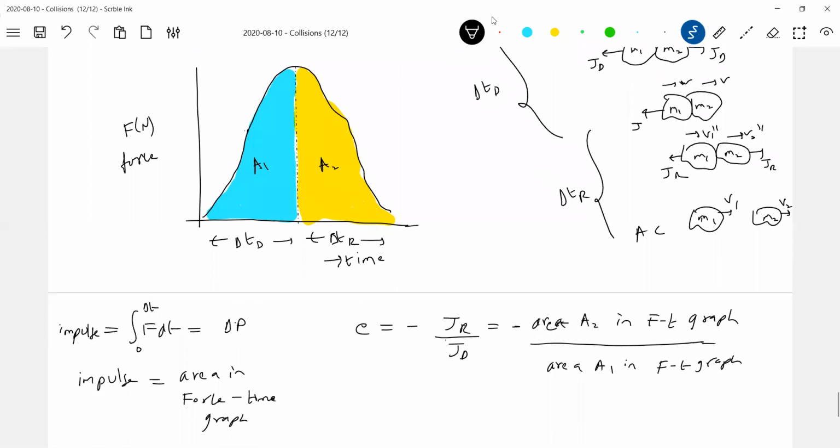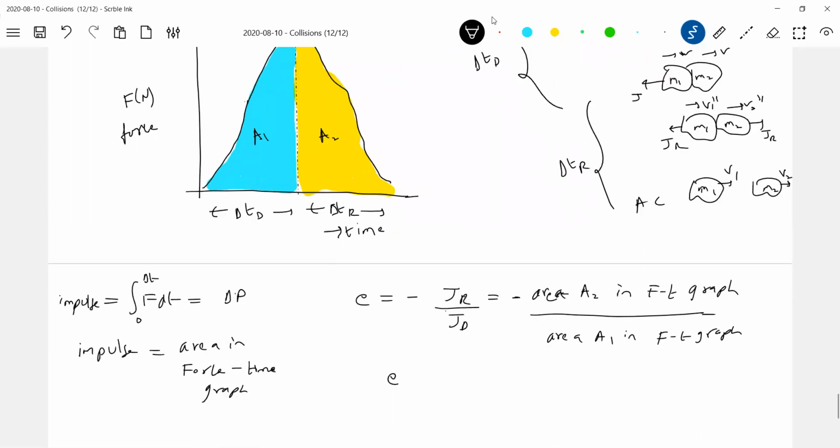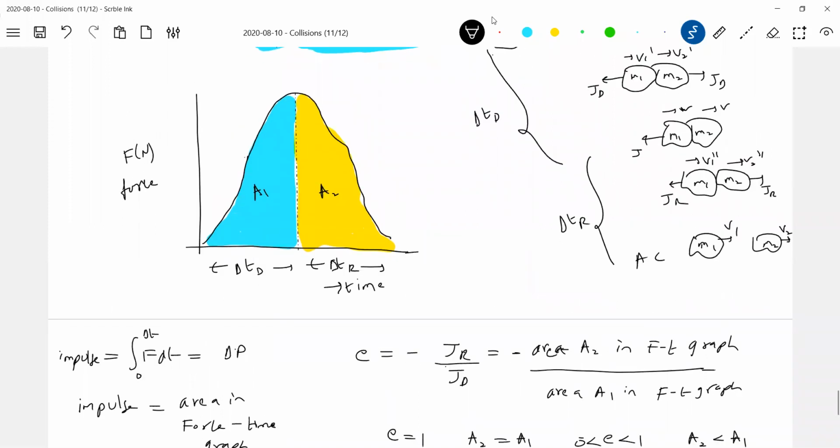For an elastic collision, for e equal to 1, A2 will be equal to A1. For an inelastic collision, what should A2 be? A2 should be less than A1. For a perfectly inelastic collision, what happens? A2 should be 0, no? A2 being 0 means the force ceases afterwards and they will move with a common velocity.